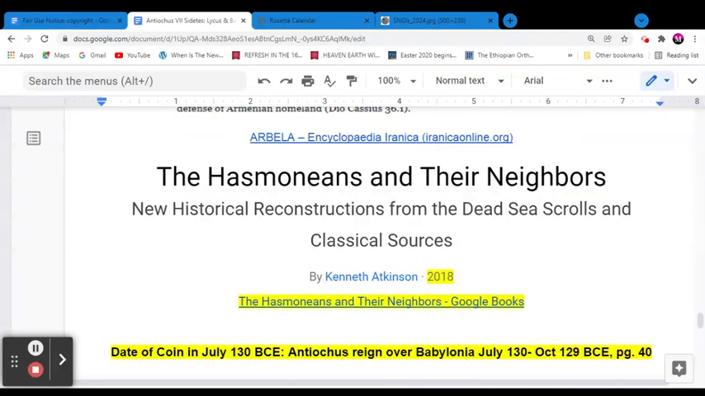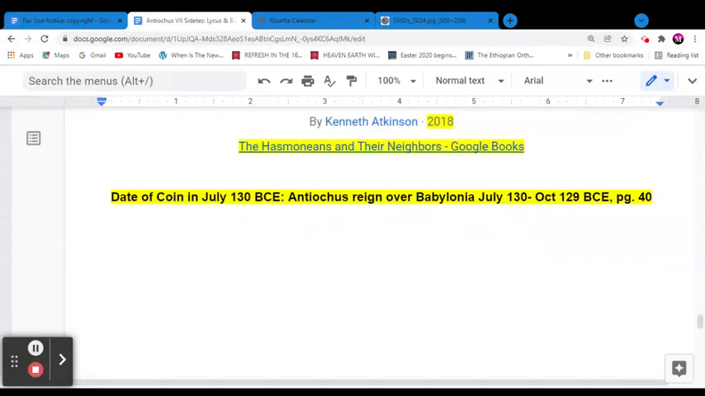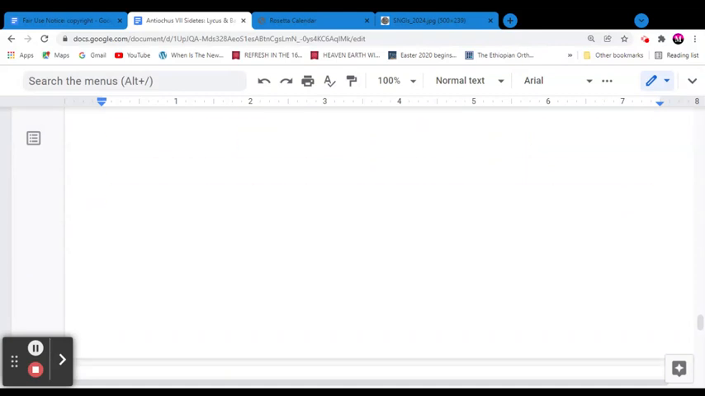Now, this book here, titled The Hasmoneans and Their Neighbors: New Historical Reconstruction from the Dead Sea Scrolls and Classical Sources by Kenneth Atkinson in 2018. Okay, this is talking about the date of the coin being in July 130 BC, which proves that Antiochus reigned over Babylonia from July 130 BCE to October 129 BCE, page 49.